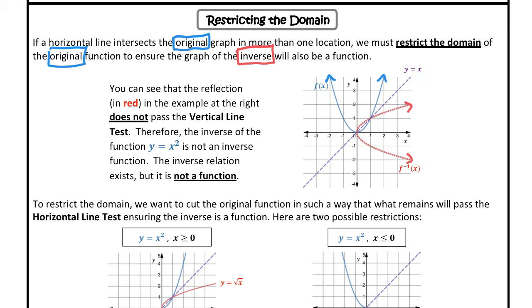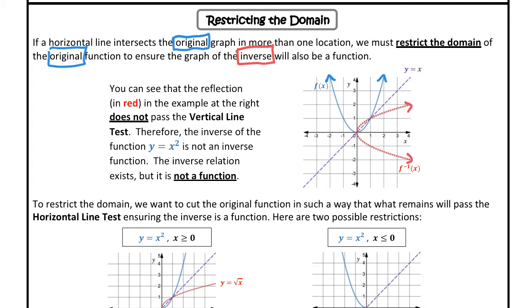So we can see that the graph in red does not pass the vertical line test. Remember, the vertical line test is if I draw a vertical line, it can only hit one time. But if I draw a vertical line, it's going to hit the red graph 2 times. So that means that the inverse is not a function.